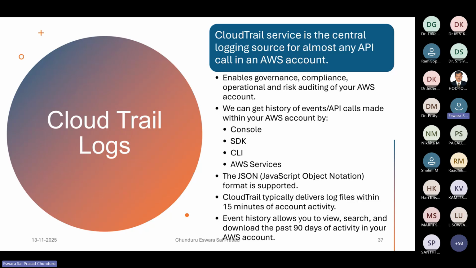Coming to the CloudTrail related logs, I will be focusing only on the major points. The event history allows you to view, search and download the past 90 days of activity in your AWS account, and within 15 days the logs will be delivered with respect to account activity. These are the major points we have to remember with respect to CloudTrail logs.